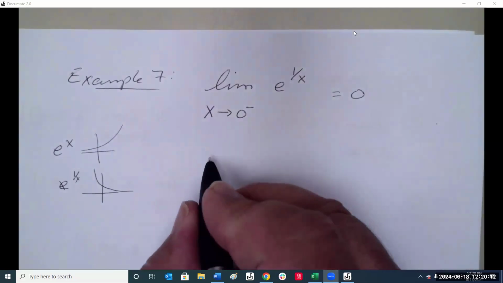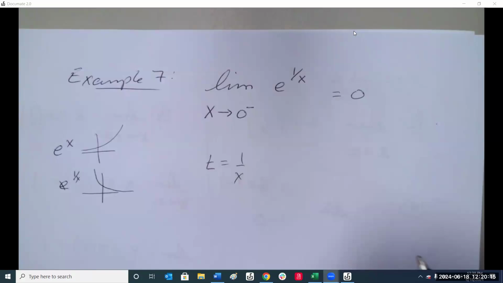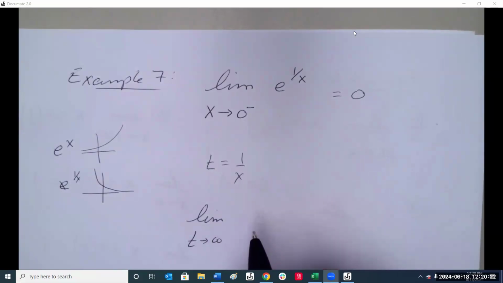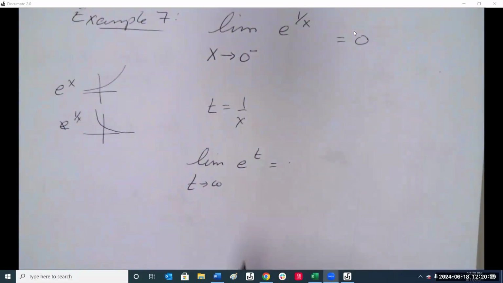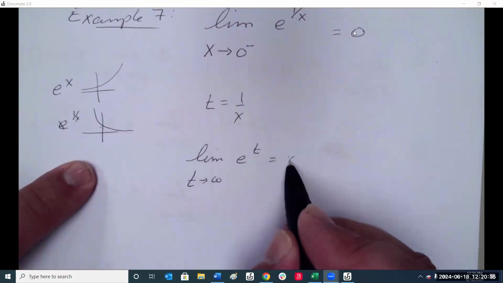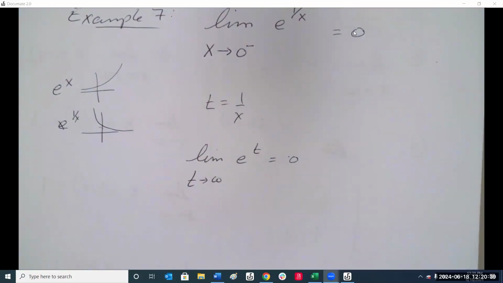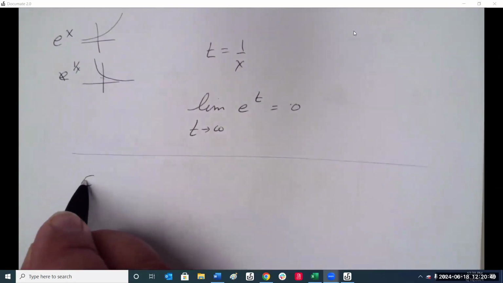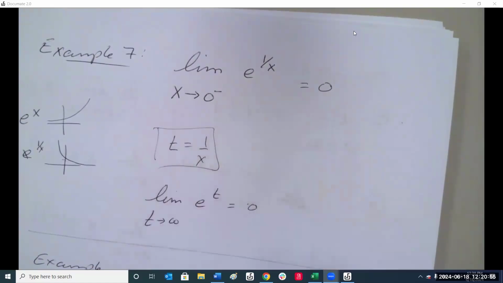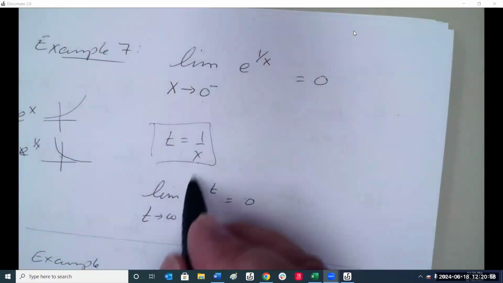By substitution, we could have said t is equal to 1 over x. So now we're looking at the limit as t goes to negative infinity of e to the t. So as it keeps on going, it goes to 0. So whenever you have 1 over x, try it with the left and right sides. This one is going to 0. Now this one will go to infinity.